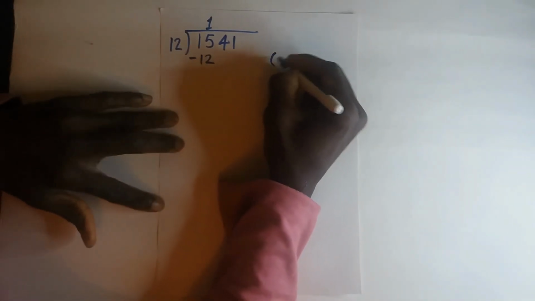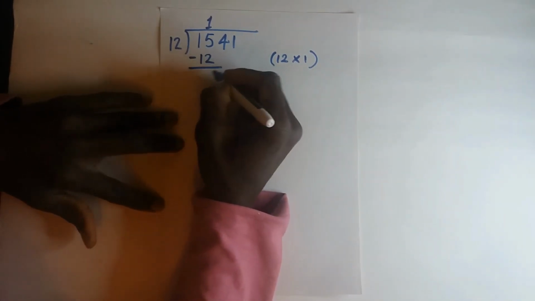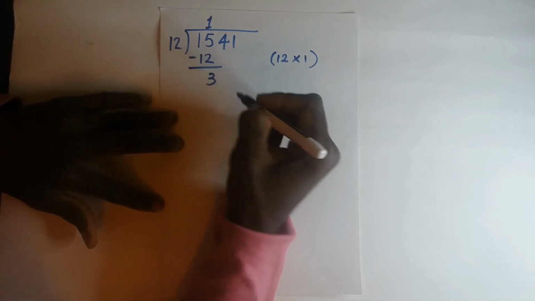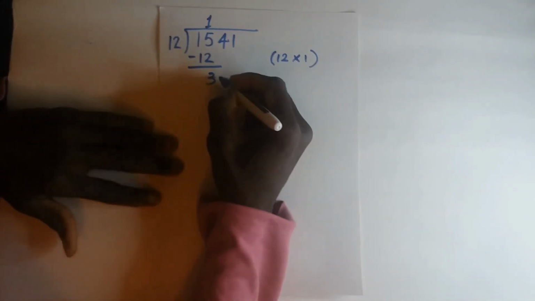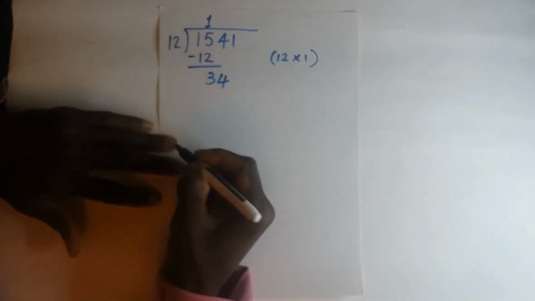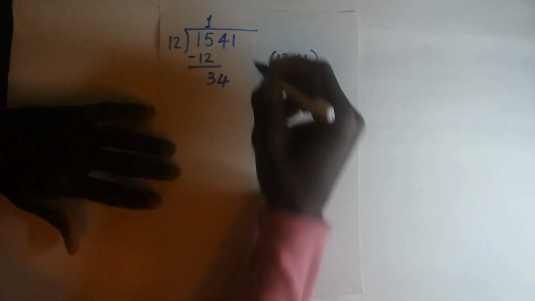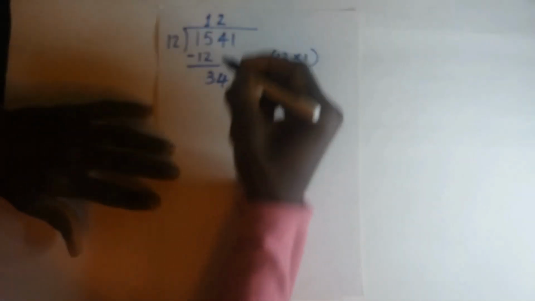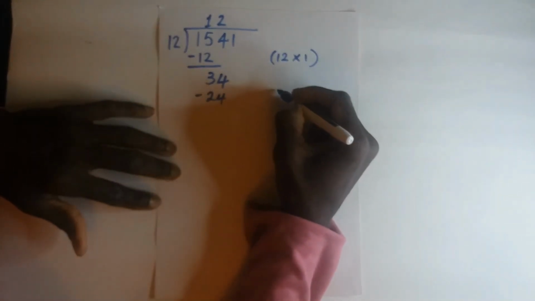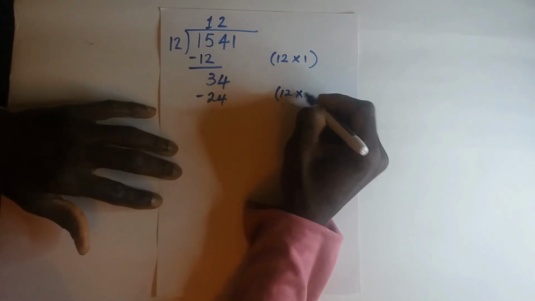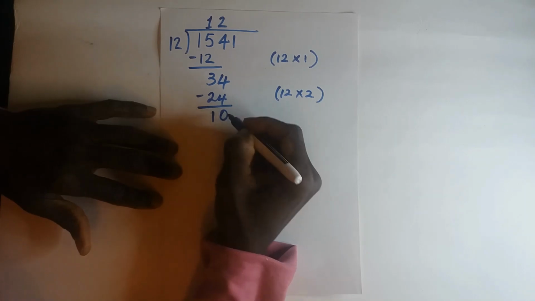I'll write in brackets here my calculations. And then we'll subtract that, and we have a remainder of 3. Next we'll bring down the 4. And then we ask ourselves, how many 12s are there in 34? Well, there are 2. 12 2s are 24. We'll subtract this. That's 12 times 2. And we have a remainder of 10.